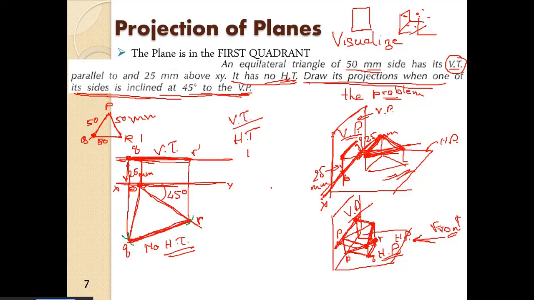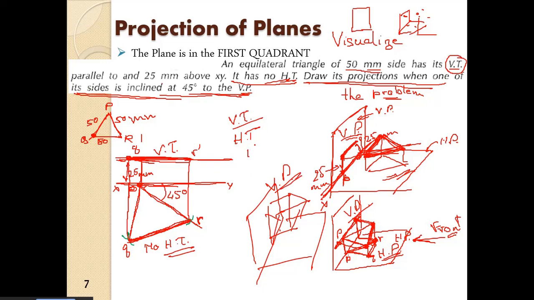So in that case, if it says that it has no vertical trace, the plane will be of this manner. It will be parallel to the vertical plane. That is why there is no vertical trace. That means the plane is not intersecting the vertical plane at any point. So no vertical trace.